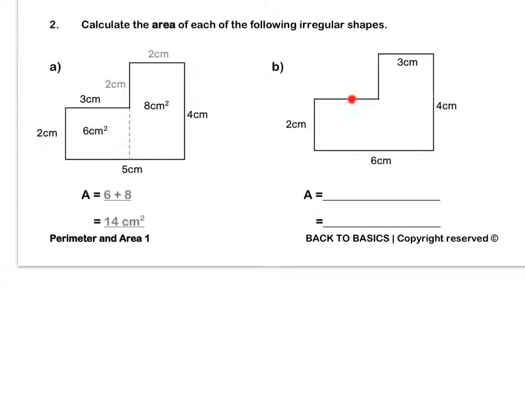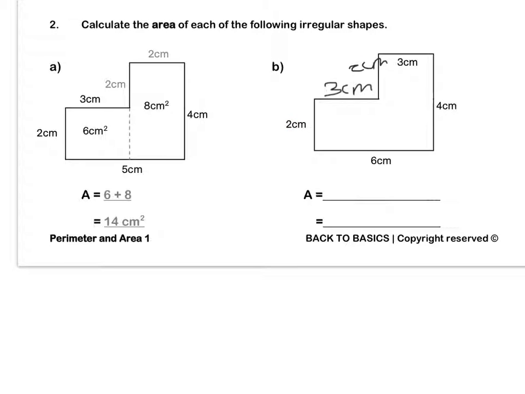Get out your pens, let's do B together. Firstly, we need to work out that missing length. So if that's 6 and this is 3, then that has to be 3 centimeters. Then if this whole distance is 4 and that's 2, then that little bit there has to be 2 centimeters, because 2 plus 2 is 4.